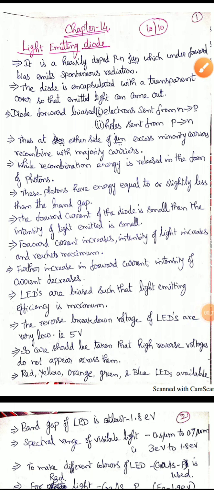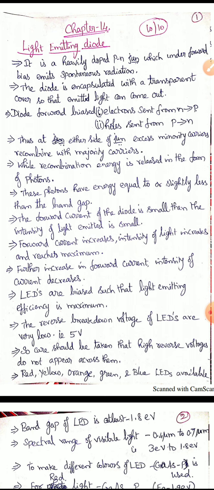Good morning, students. Today we are going to see chapter 14, light emitting diodes. In the previous class, we studied the photoelectronic junction devices, where we saw diodes and photodiodes. The second part is the light emitting diode. What is a light emitting diode?